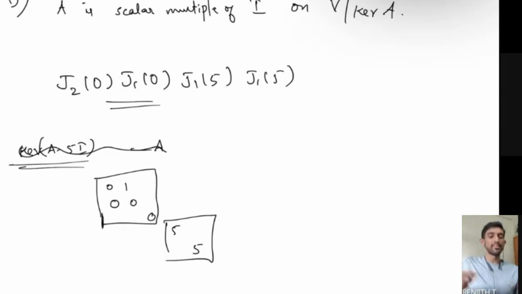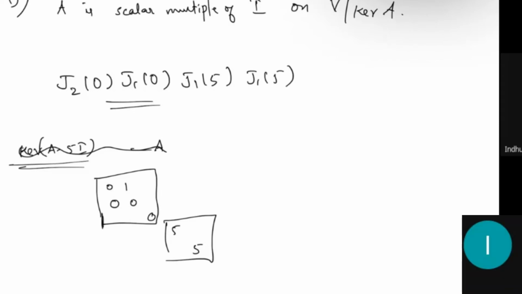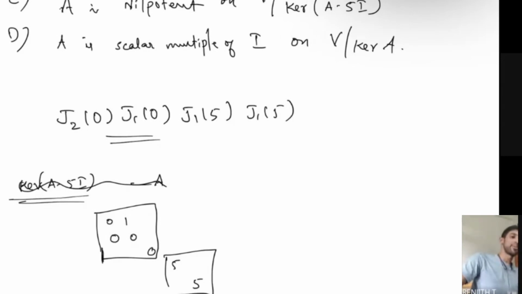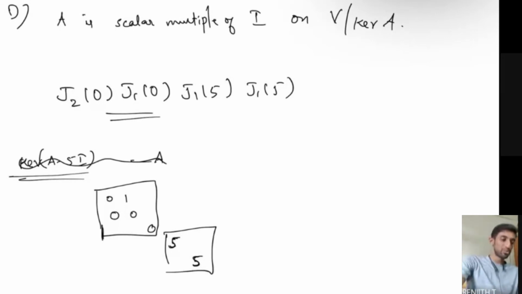Then what is here? It is a nilpotent matrix, right? Yes, sir. Yeah, so that's what we are saying. A is nilpotent on the part kernel of A minus 5I, because kernel of A minus 5I is the whole part. This is the kernel of A minus 5I. Okay, so this is true.